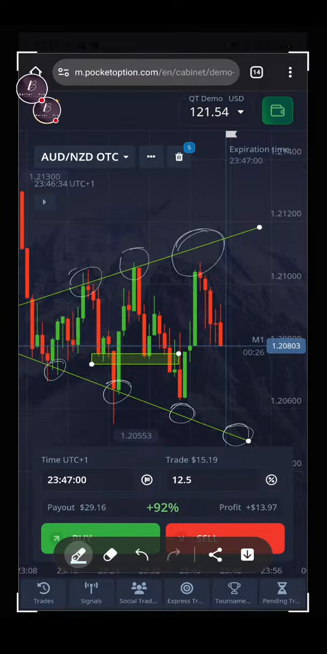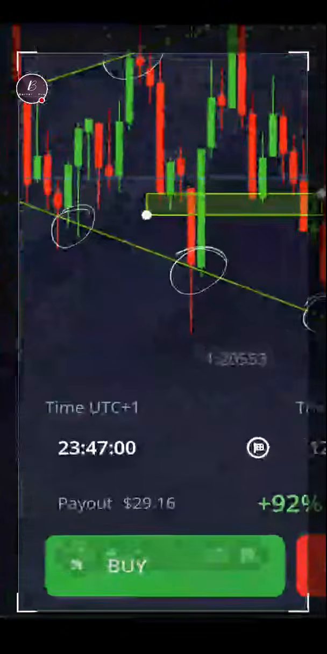And another thing is that the trade you have to take has to be in the market's direction. This is what I mean by market's direction. Immediately market comes to this downside.